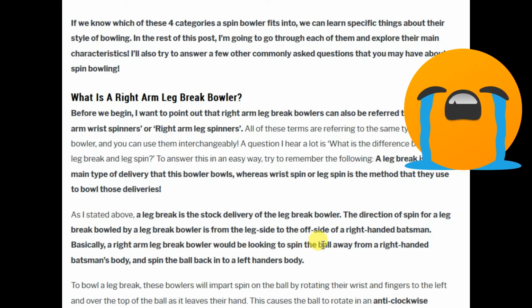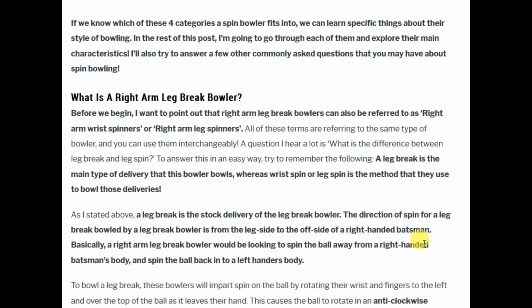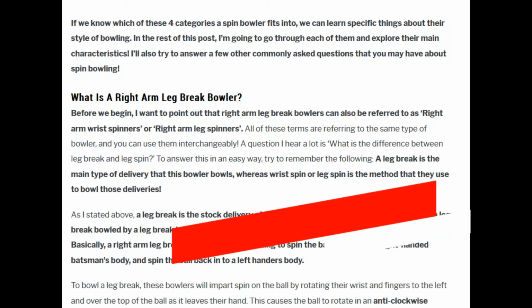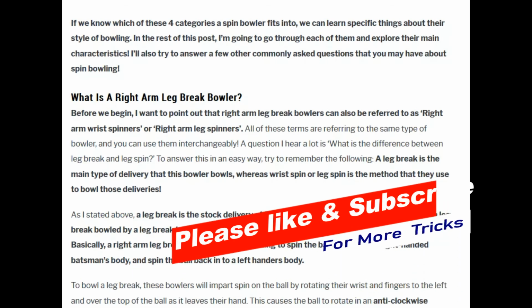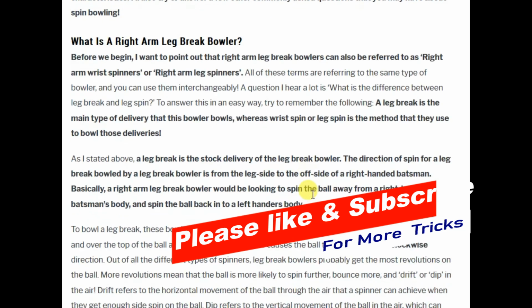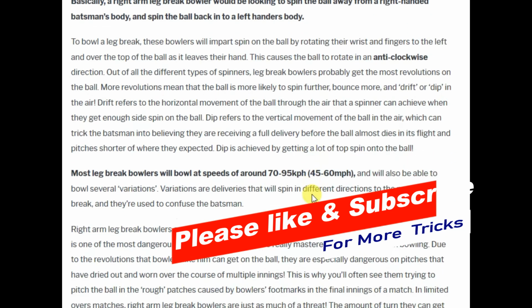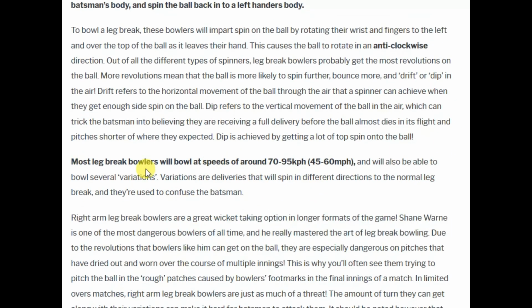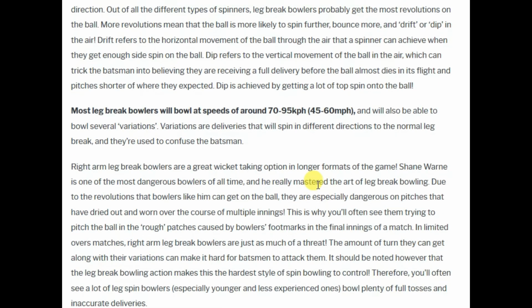to spin the ball away from a right-handed batsman's body and then spin the ball back into the left-hander's body. It means that if there is a right-handed batsman, then the ball will move from his body to the outer side. It is called leg break bowling. Similarly, most leg break bowlers bowl at a speed of 70 to 95 km per hour.